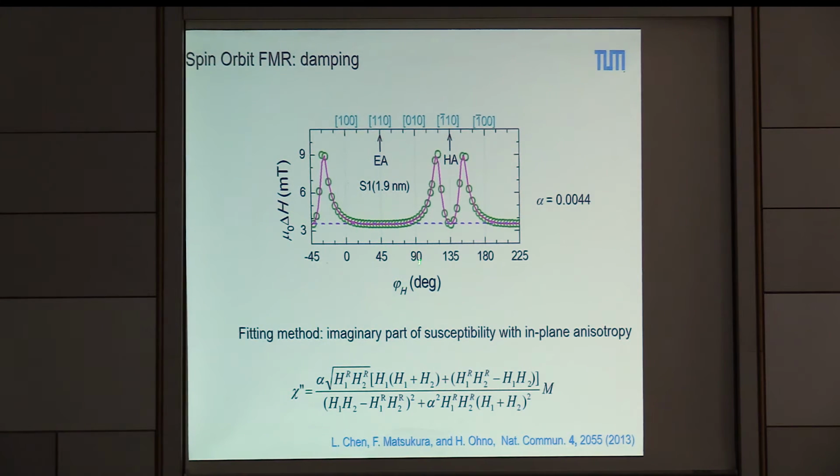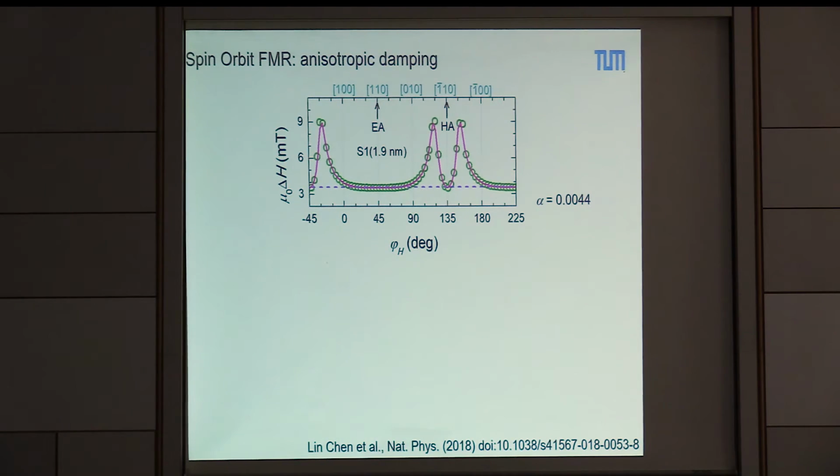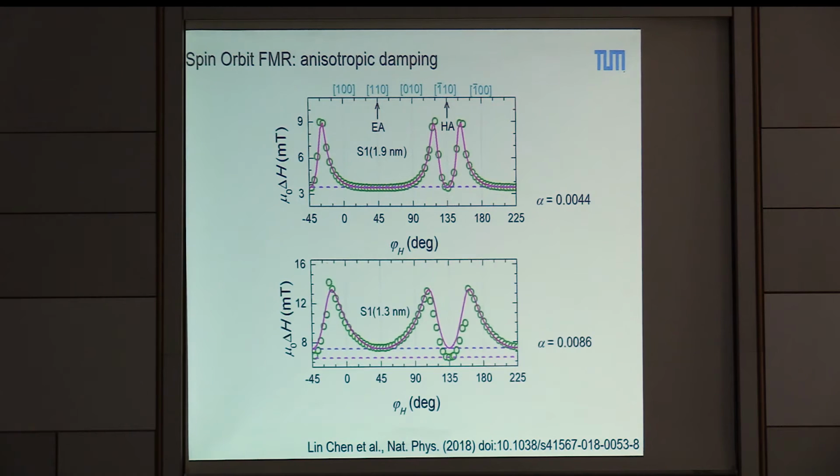And now we do this for very thin layers. So this is a 1.9 nanometer film. You can see again, this is the line width as a function of angle. And you can also see that we can fit it with one single alpha. And this is what I meant. So we use the imaginary part of the susceptibility with all the anisotropies included. So H1 and H2 are the effective B and H field that you typically use in the Kittel equation. And then you can use one fitting parameter alpha to describe this whole dependence here.